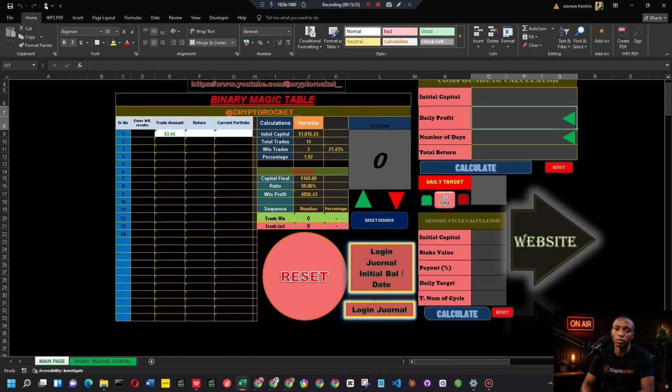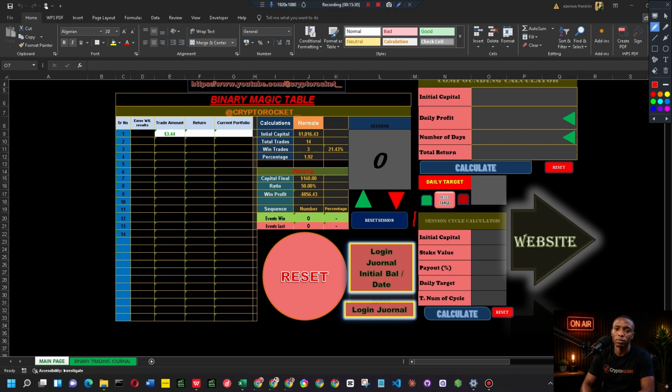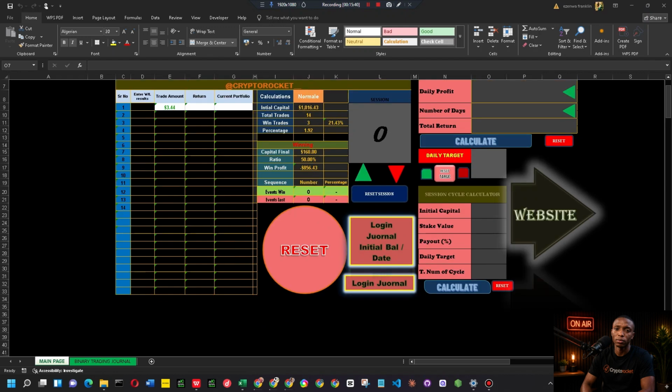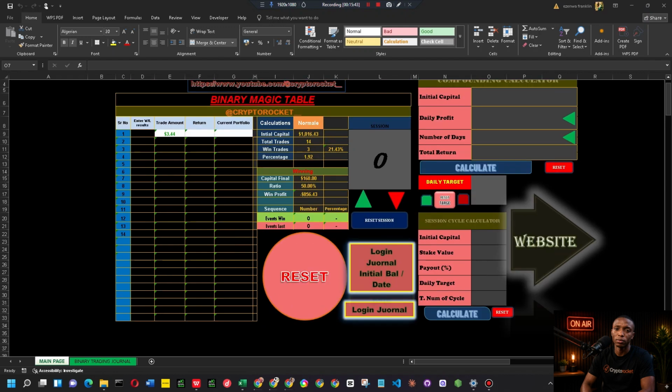And on this particular side, we have the session cycle calculator. What this one does is to tell you the number of sessions you need to go through to reach your profit every day. Because right now, imagine you are trading $40 in a day, you don't even know how many sessions you need to complete the $40. So this calculator will help you to calculate it.